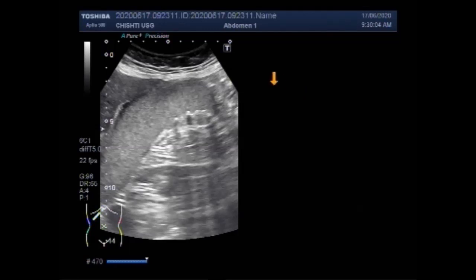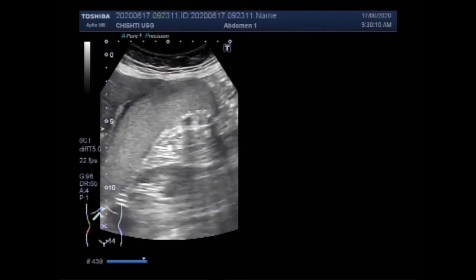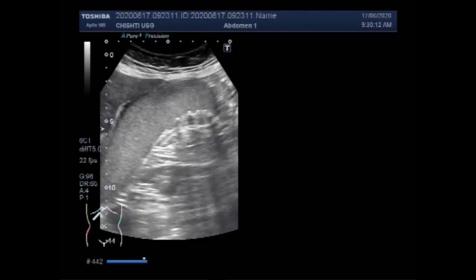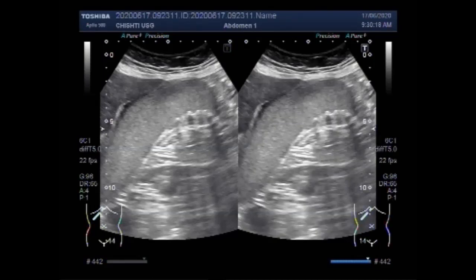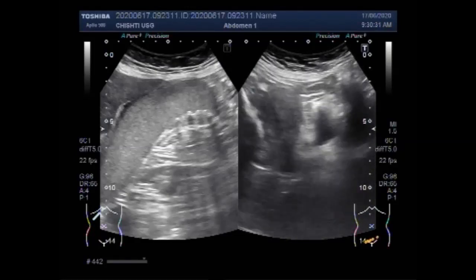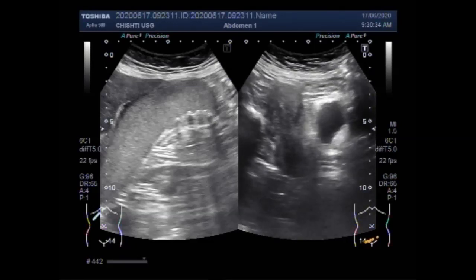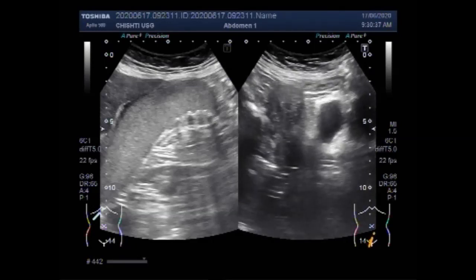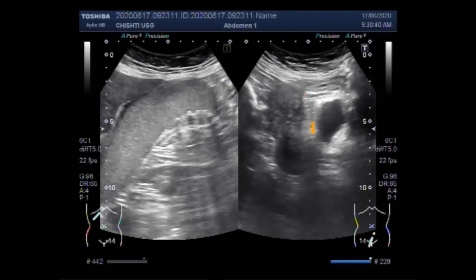Again, you can see the gallbladder in the side down position. There is over-distension of the gallbladder. Incidentally, this patient also has a left ovarian cyst measuring about 5.4 centimeters by 5.0 centimeters.